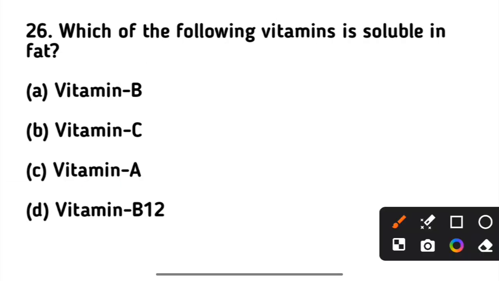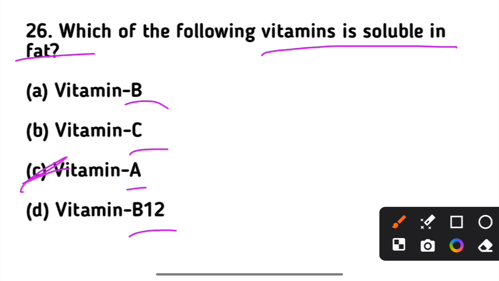Next, which of the following vitamins is soluble in fat? Vitamin B, C, A, B12. Option C is correct. Fat soluble vitamins are vitamin A, D, E and K, and water soluble vitamins are vitamin B complex and C.